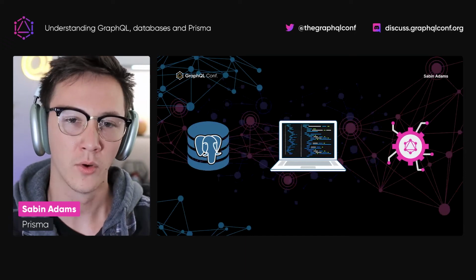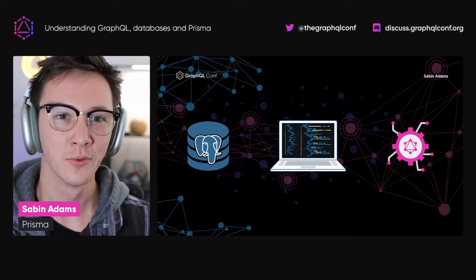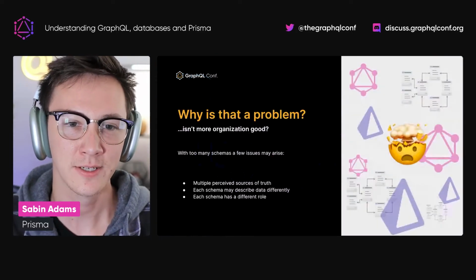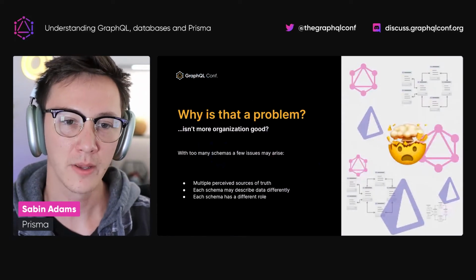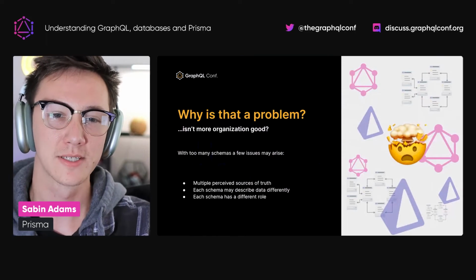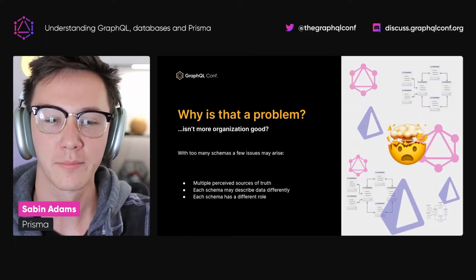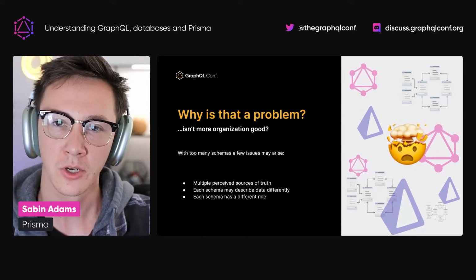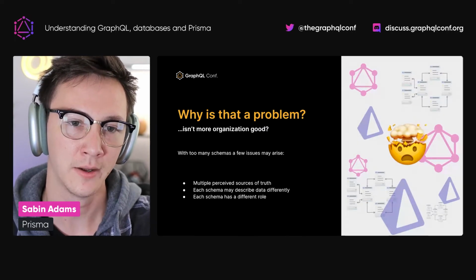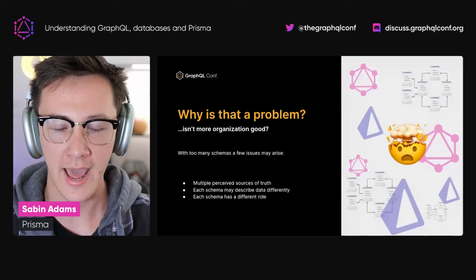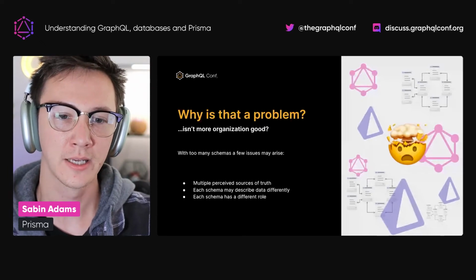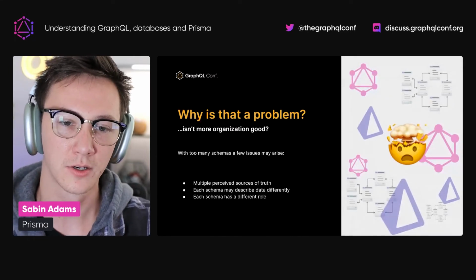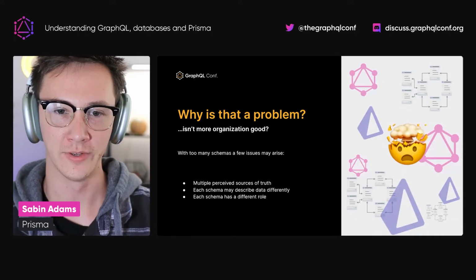But thinking back to the problem of having multiple schemas, why is that even an issue? You would think that more organization would be better. But with too many schemas, a few issues can arise. And the biggest one here that I've put first is that there are multiple perceived sources of truth. So if you've worked in an application with multiple schemas, and by that I mean maybe your database schema, maybe you're working with Prisma and you have a Prisma schema, and then your GraphQL schema, these all act and are intended to act as sources of truth. But when you're actually developing against these, if you have multiple schemas, it can be difficult to determine what schemas should contain what and what the role of each of these is.